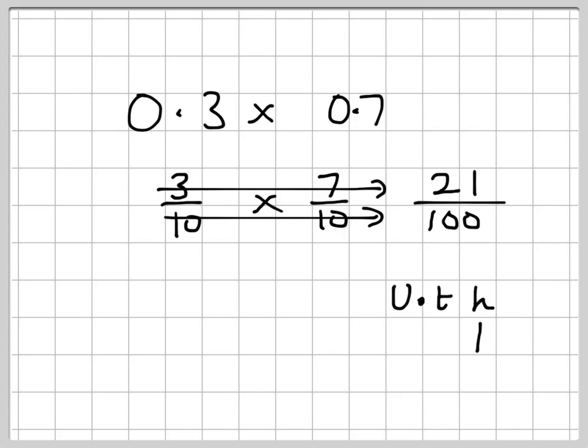You've actually got 20 hundredths, which is the same as 2/10. So you put a 2 here, and then you put your placeholder and your decimal point. So 0.7 times 0.3 would be 0.21.